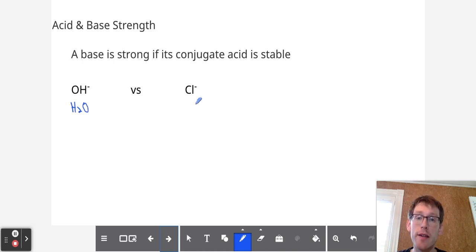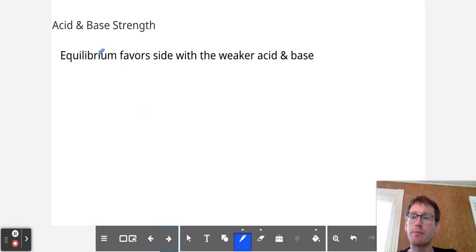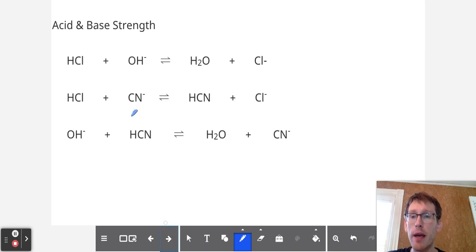By contrast, Cl minus, its conjugate acid is HCl, which is not stable. This very easily ionizes to form H plus and Cl minus, and so Cl minus is a very weak base because it has a strong conjugate acid. Now, in an acid-base reaction, equilibrium will favor the side that has a weaker acid and base.